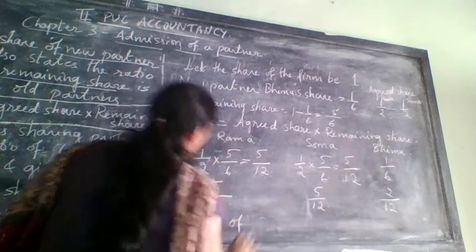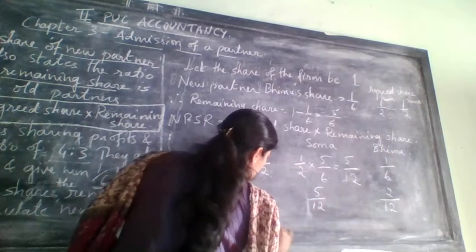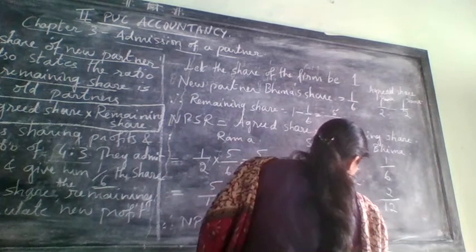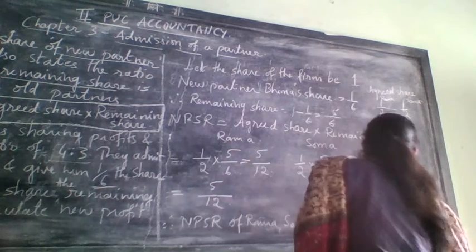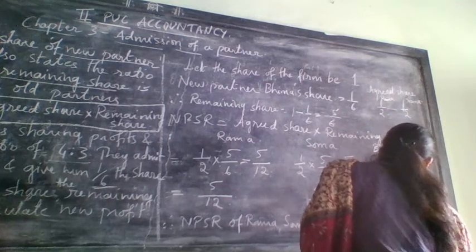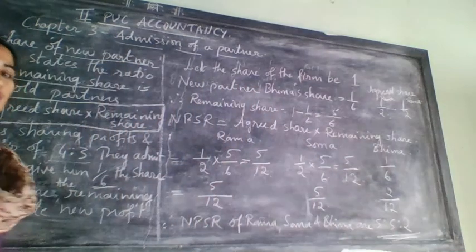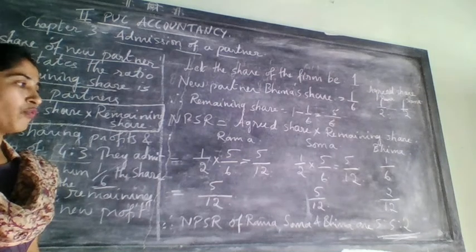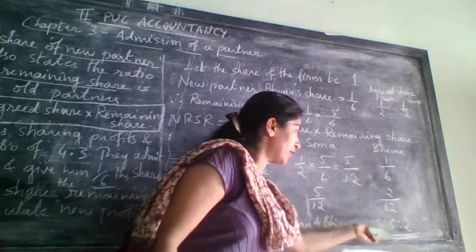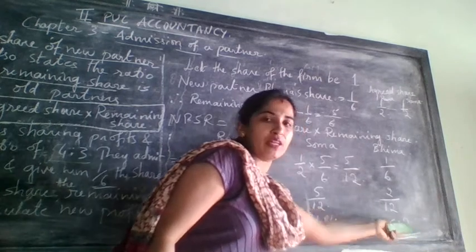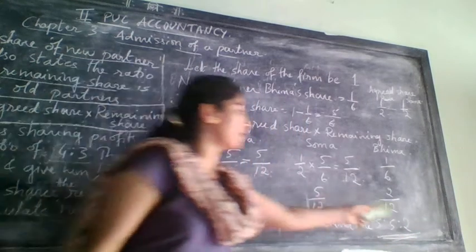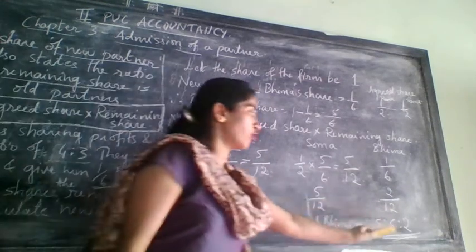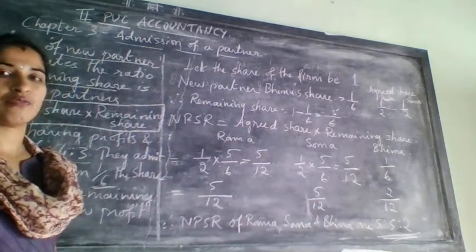Therefore, what do you need to write? NPSR of Rama, Soma and Bhima are 5:5:2. Is it possible to write it in a simplified form? No. Why? Because only 2 numbers are divisible by 5 and not the third number. When all the 3 numbers can't be divided, you can't write it in a simplified form. Just leave it like that as the new profit sharing ratio.